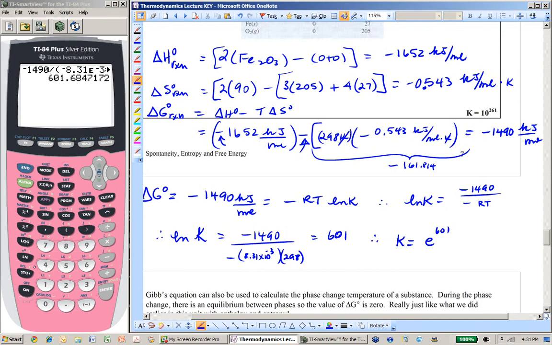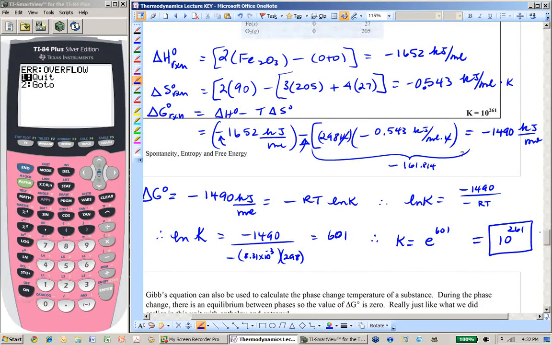So second ln gets my e on the screen. Grab that baby, enter, and what do we come out with? Overflow. Great. I will have to come back to this because I don't know how to deal with an overflow in the calculator. But I can tell you that the number's ridiculous. It's supposed to be 10 to the 261, which is crazy anyway.